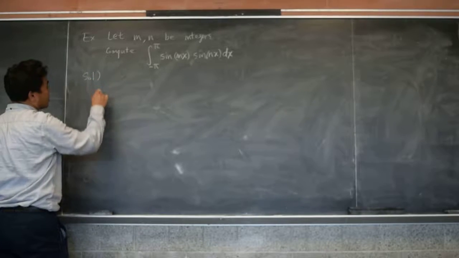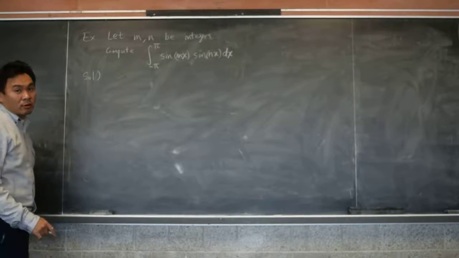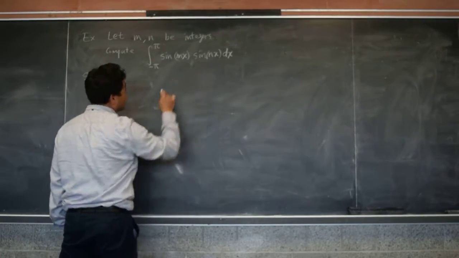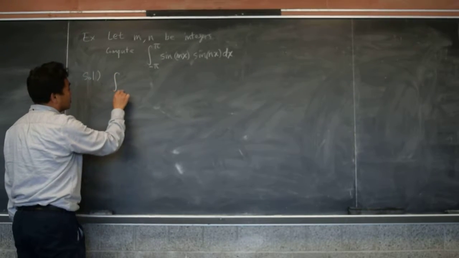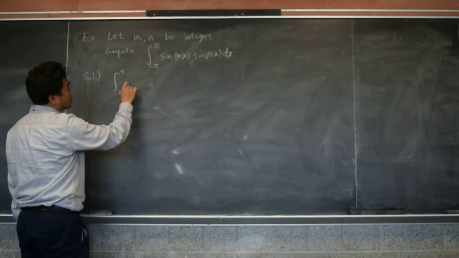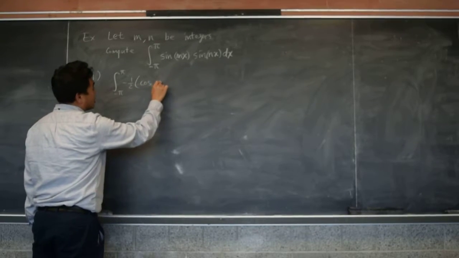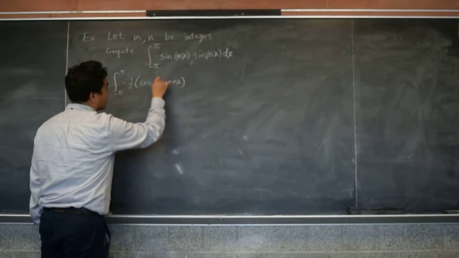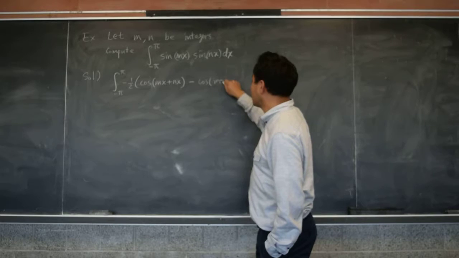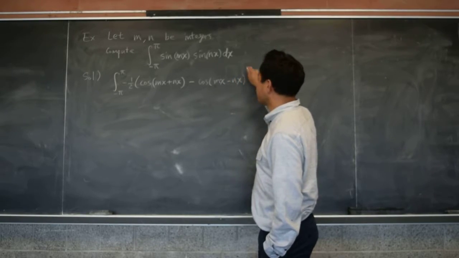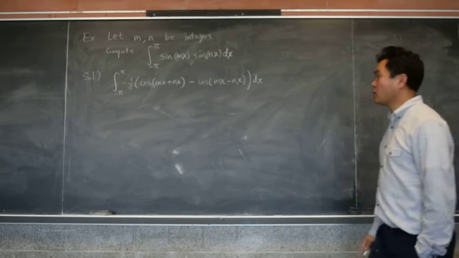So, we use the product to sum formula because it's a product of two sines. We can rewrite it as a sum of cosines, right? The formula is negative 1/2 times cosine mx plus nx minus cosine mx minus nx. That's what we will need to calculate.